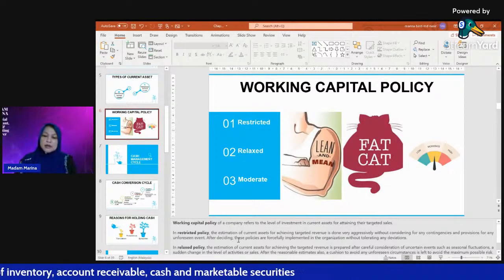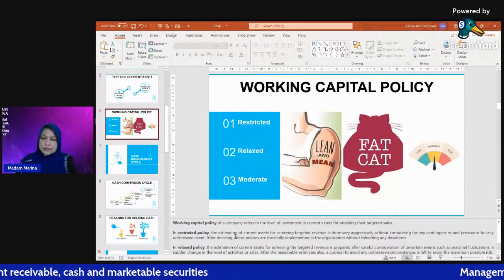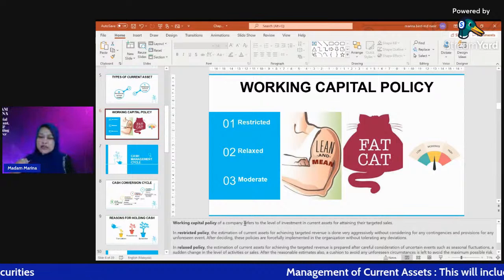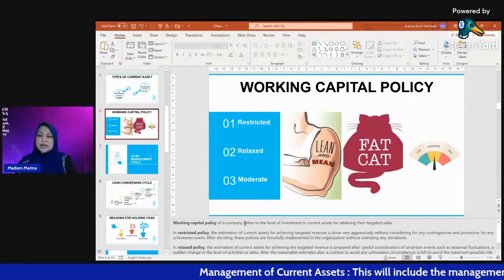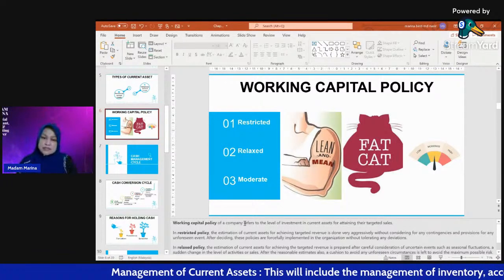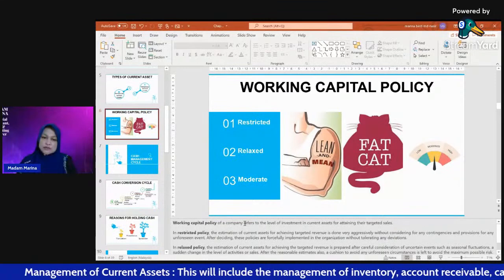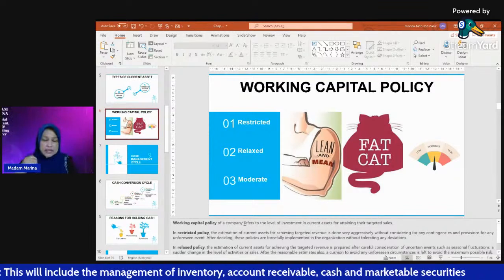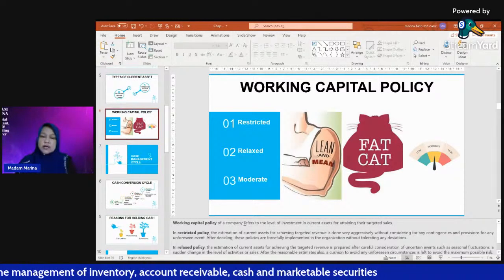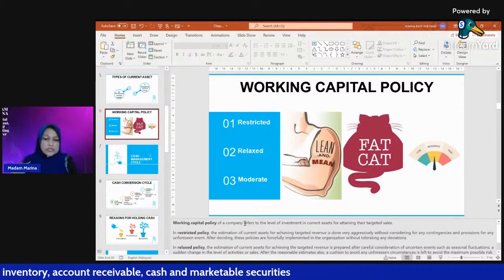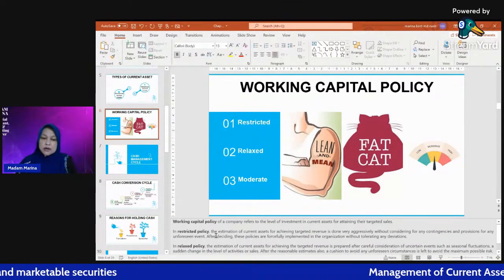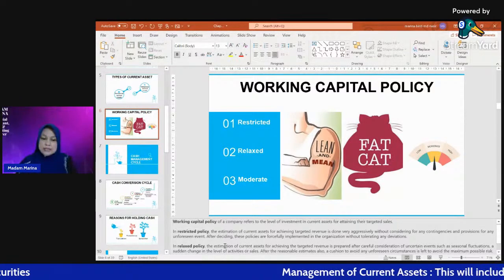Actually, working capital policy refers to the total level of investment in current asset for attaining the targeted sales. So for restricted, they have a targeted level of current asset, because they want to achieve that income target or sales target. Okay, how about the relaxed policy? We go to the relaxed first.